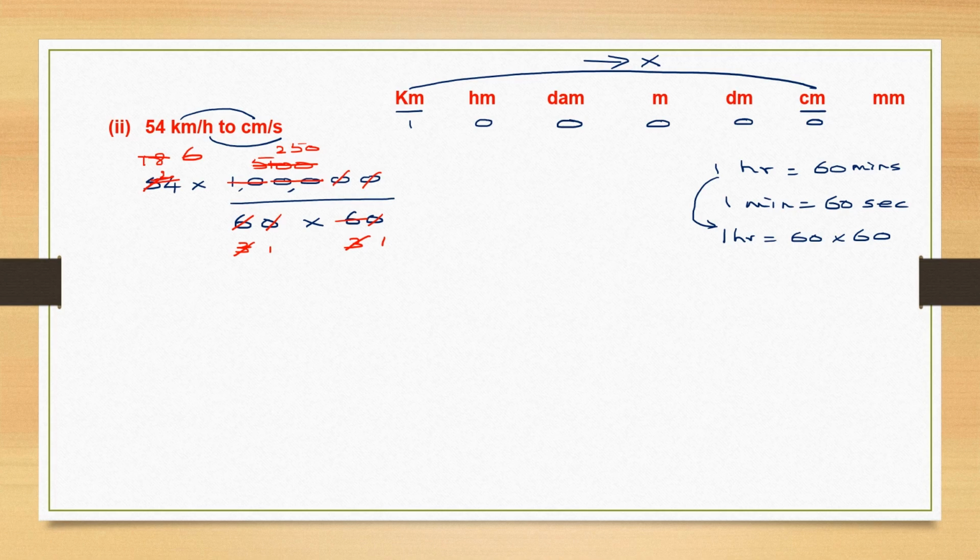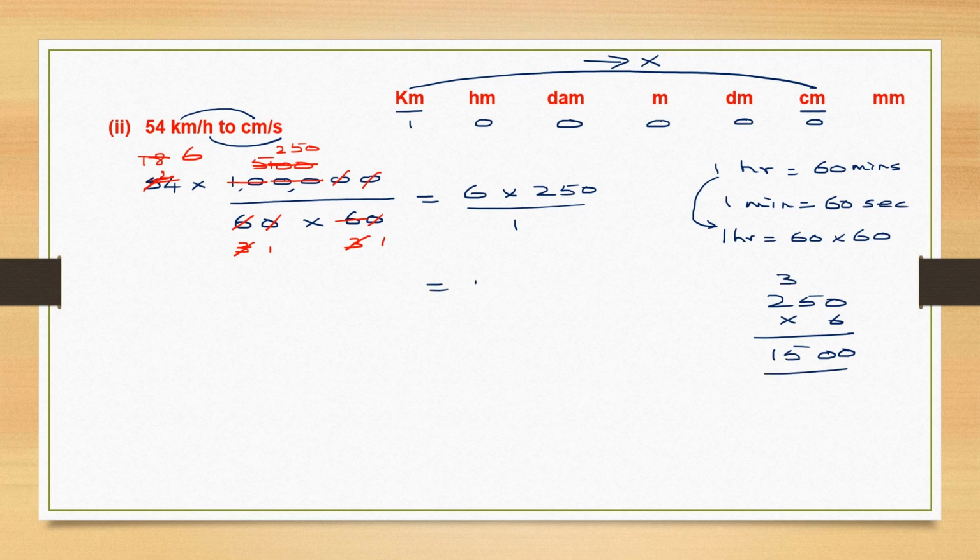So now what do I have in the numerator? I have 6 into 250. In the denominator I have 1. So let's multiply 250 into 6. 6 zeros are 0, 6 fives are 30, carry 3, 6 twos are 12, 13, 14, 15. This is 1500. So we have converted kilometer per hour to centimeter per second. So what is our answer? 1500 centimeter per second. This is our final answer.